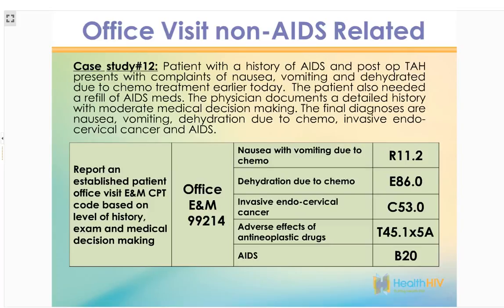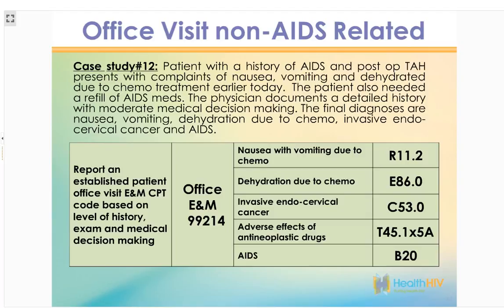Because the patient is still receiving chemo treatment, the diagnosis for the cancer is reported, and the patient just so happens to have a prescription refill for AIDS, so you would also report the AIDS diagnosis. We forgot the prescription refill diagnosis, I apologize. But the reason for the patient coming in is nausea and vomiting due to chemo, so the principal diagnosis is R11.2. Dehydration due to chemo is E86.0. The patient is in active treatment for the cancerous condition, C53.0.